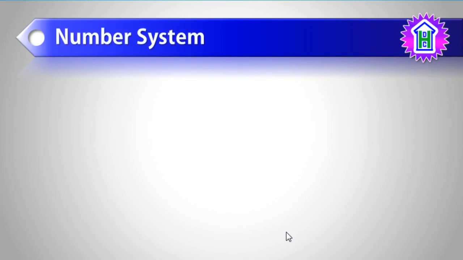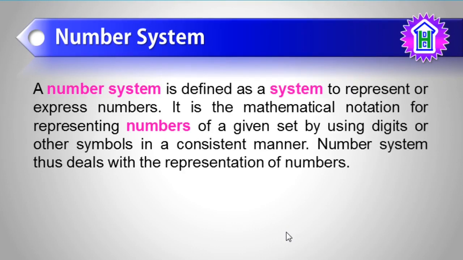Now let us come to the main topic, number system. What is a number system? A number system is defined as a system to represent or express numbers. It is the mathematical notation for representing numbers of a given set by using digits or other symbols in a consistent manner. Number system thus deals with the representation of numbers.